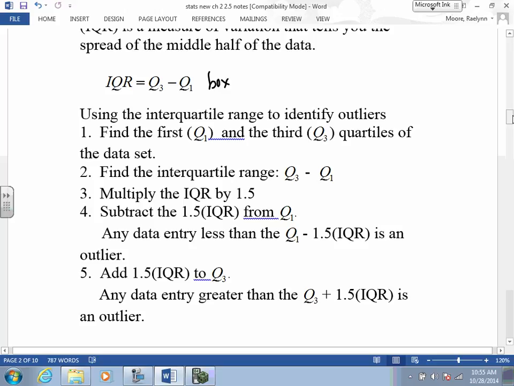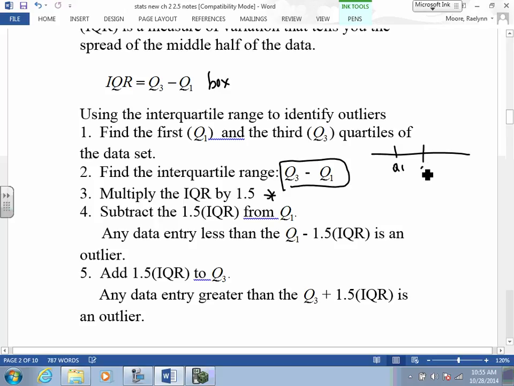Once we put your data in order, and we look at it with a quartile 1 and a quartile 3, we find your interquartile range. We multiply that by 1.5. Now, here's your quartiles over here. Quartile 1, median, quartile 3. It's got to be out here somewhere to be an outlier. So the median is not affected at all. Just quartile 1 and quartile 3. We want to know how far away it is from my quartile 1, and how far away it is from my quartile 3.